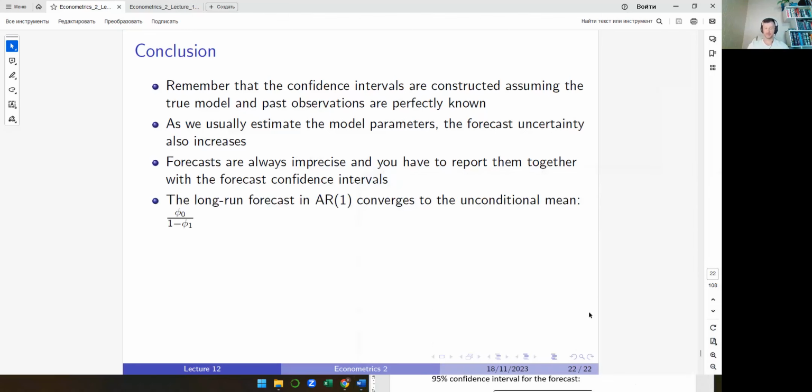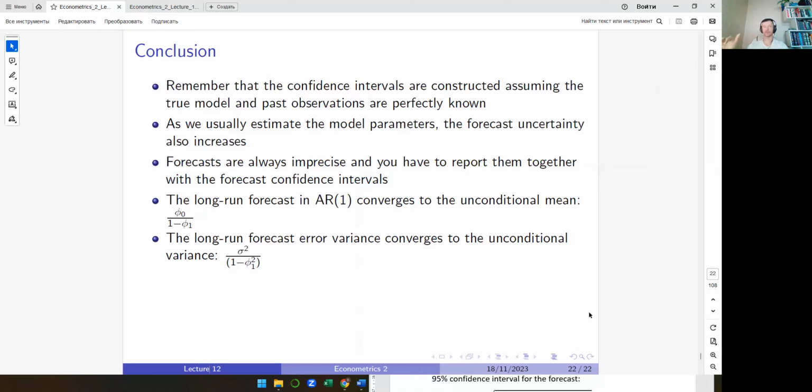Well, yes, in the long run, the AR1 forecast converges to the unconditional mean that we have been discussing, so phi 0 over 1 minus phi 1. And the long-run forecast error would also converge to the unconditional variance like this. But this is in the long run. So after a long period of time, it would converge.